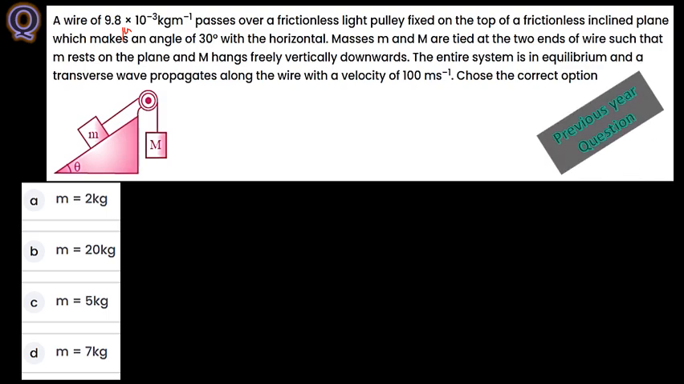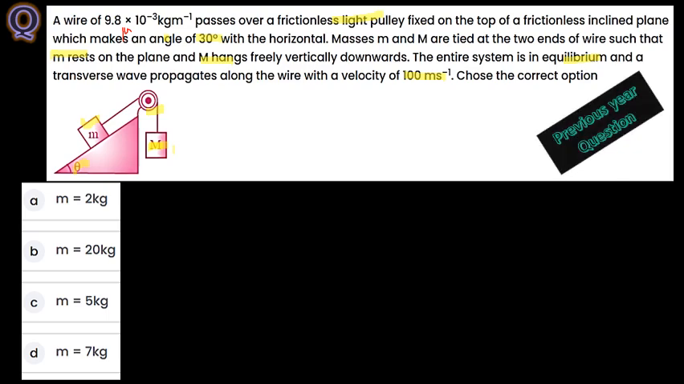The wire passes over a frictionless tight pulley fixed on the top of the frictionless inclined plane, which makes an angle of 30 degrees. The mass m and capital M are tied at the ends of the wire such that m is at rest on the plane, and capital M hangs freely, vertically downward. The entire system is in equilibrium, and transverse waves propagate along the wire with a velocity of 100 meters per second.